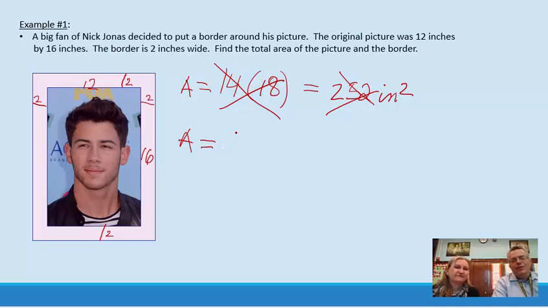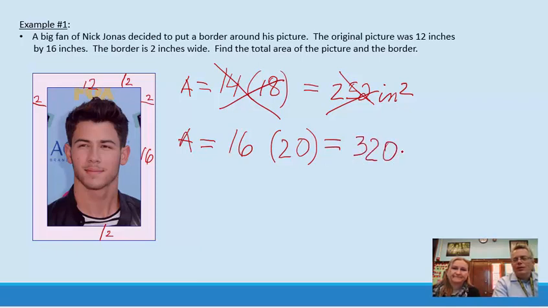So we have 16 inches times 20. There it is. 16 times 20 should be 320, but I'm going to make sure. It is 320 inches squared. There is a problem like this on the upcoming quiz. You want this kind of problem, but you have to remember to add the border on both sides. Be very careful: it's 2 both ways, so I'm adding 2 and 2 on both sides.